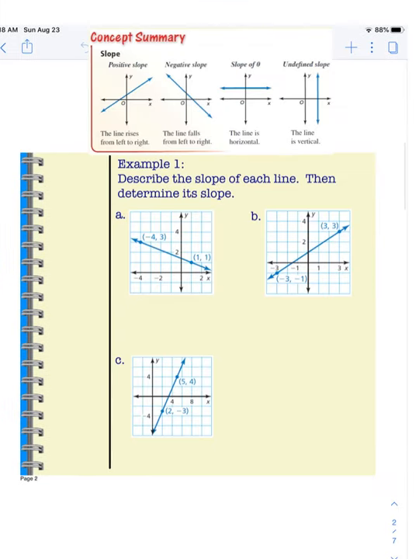In example 1, we are going to describe the slope of each line and then determine its slope. To describe the slope, we're going to describe it as positive, negative, 0, or undefined. So notice these pictures in the concept summary up here. If a line is pointing upwards to the right, so it rises from left to right, it's a positive slope. If the line falls from left to right, so moving left to right, it's going down, that's a negative slope. If it doesn't go up, it doesn't go down, it's just flat horizontal, that's a slope of 0. And then if it's straight up and down, it's undefined.